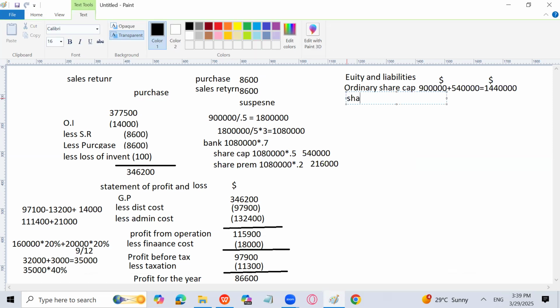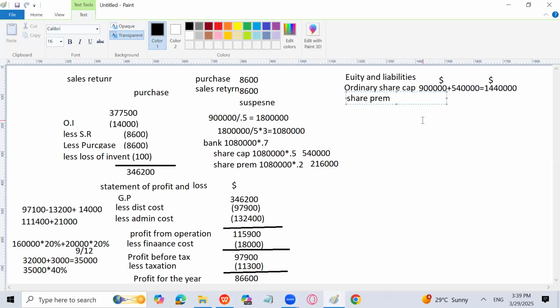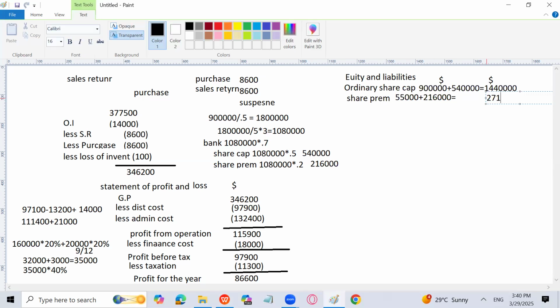Then I will write the share premium. Let's see. We already have share premium in the question, 55,000, but now we have issued more shares, right shares at a premium of 0.25 per share. So I can write here 55,000 plus the share premium on right shares, which is 2,16,000. 55,000 plus 2,16,000 is going to be 2,71,000. So that is going to be the share premium.